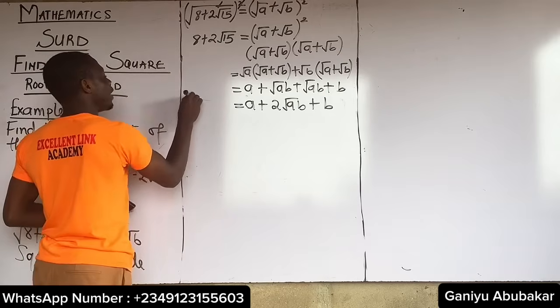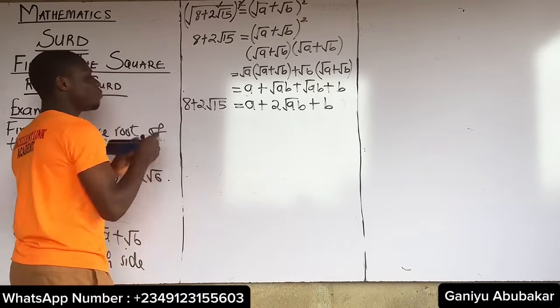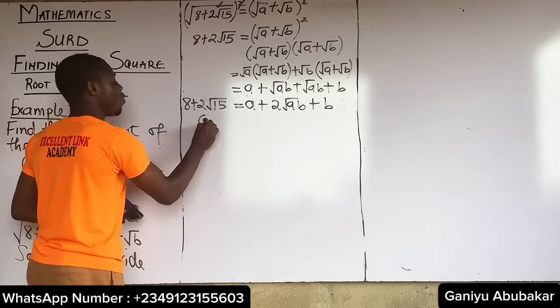So bring down this one here, 8 plus 2 root 15. Alright, at this point, what's our next task? Check your book, what's our next task? Our next task is what? To compare.